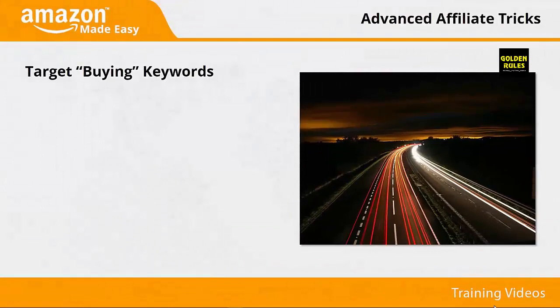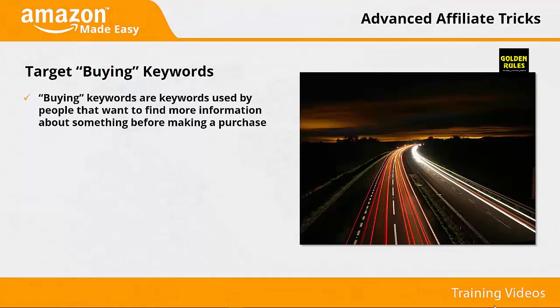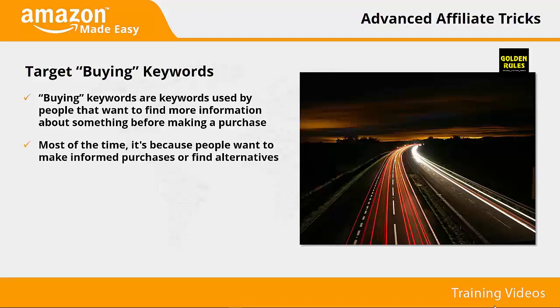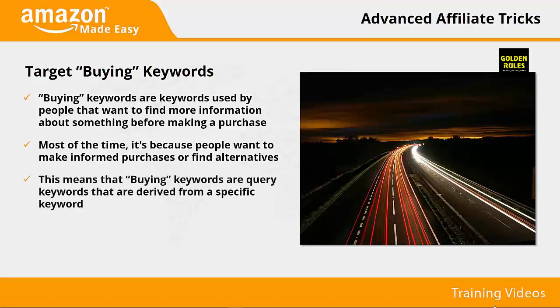Target buying keywords. Buying keywords are keywords used by people that want to find more information about something before making a purchase. This can happen for a variety of reasons. Most of the time, it's because people want to make informed purchases or find alternatives. A lot of times, it's a simple form of building anticipation before making a purchase. This means that buying keywords are query keywords that are derived from a specific keyword, such as best blue smartphone when looking for blue smartphones.